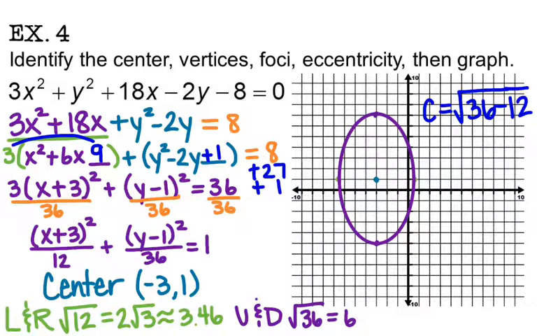So next I need to find out how far away the focus points are. So C equals the square root of 36 minus 12, which is the square root of 24. The square root of 24 simplifies to 2 square root 6. I'm going to need that exact number in a second, but this is about 4.89. So what that means is, since it's longer up and down, I'm going to go about 4.9 spaces up and down to get my focus points. Okay, so pretty close to 5 spaces away.